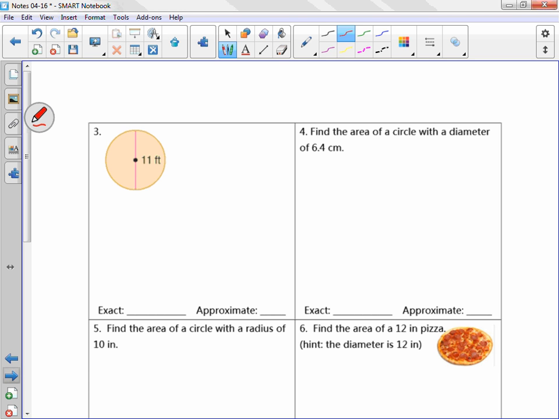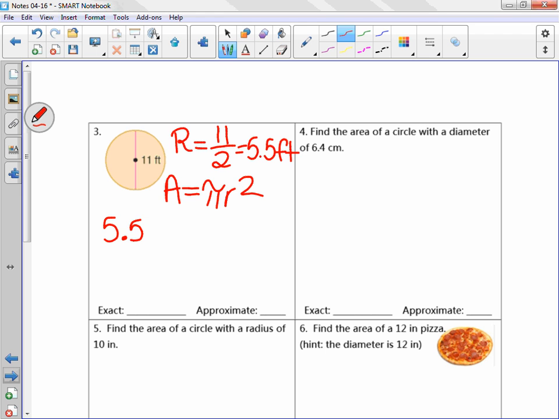All right, so number 3, this time you have to realize we're not given the radius, we're given the diameter. So if the diameter is 11, the radius is half that amount. So I have to divide it by 2. So the radius is 5.5 feet. I still use the same formula, area equals pi times radius squared, except now 5.5 times 5.5, radius times radius, equals 30.25.